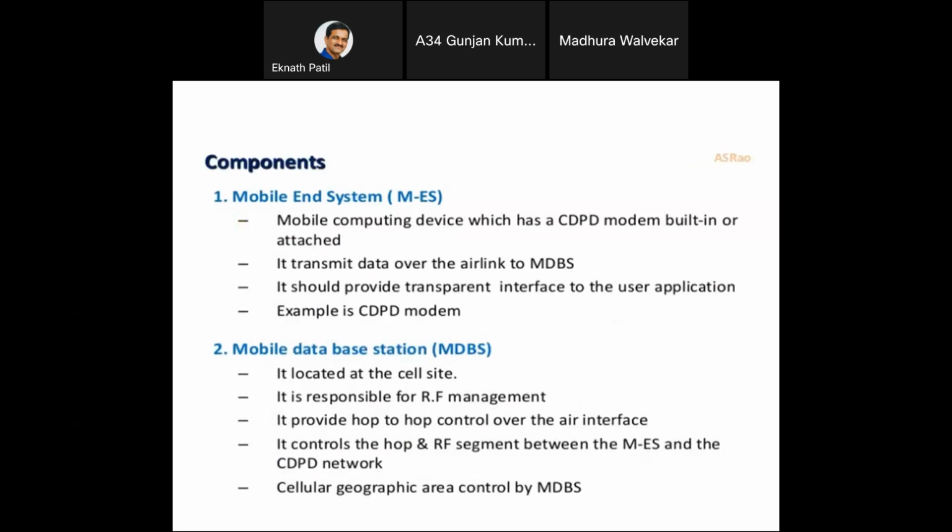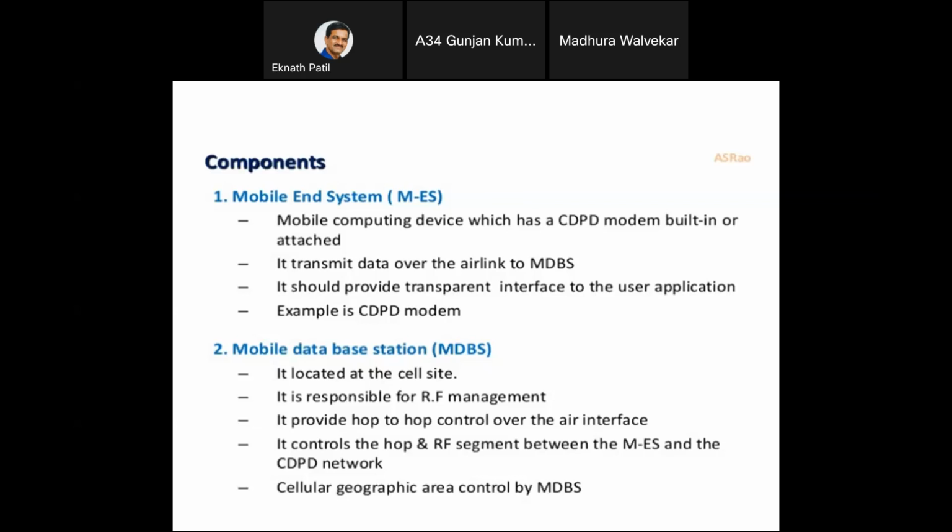Mobile end system. What is a mobile end system? It is a mobile computing device which has the CDPD modem built in or attached. It works with whatever protocols of CDPD are there. It transmits the data over the air link to the MDBS, which is the base station, the stationary station. It provides a transparent interface to the user applications. A CDPD modem is one example of this mobile end station.